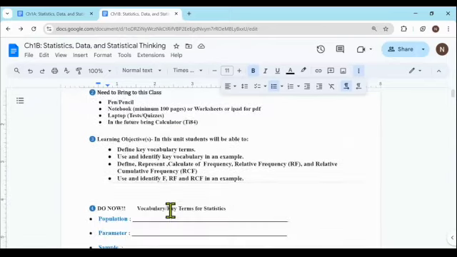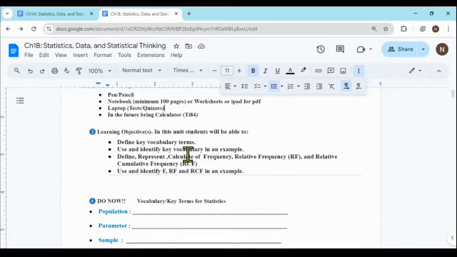Learning objectives. In this unit, students will be able to define key vocabulary terms, use and identify key vocabulary in an example, define, represent frequency, relative frequency, relative cumulative frequency, use and identify FRF, which is the same thing. This one and this one is almost the same thing.